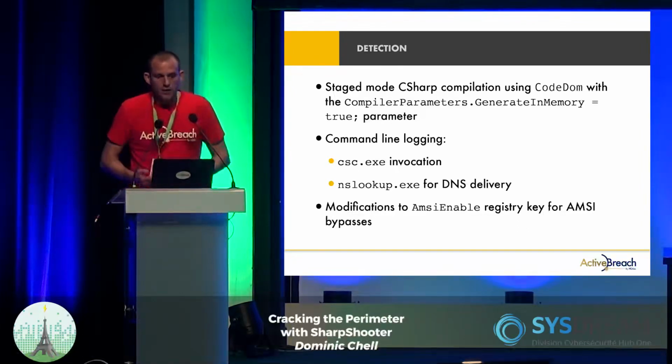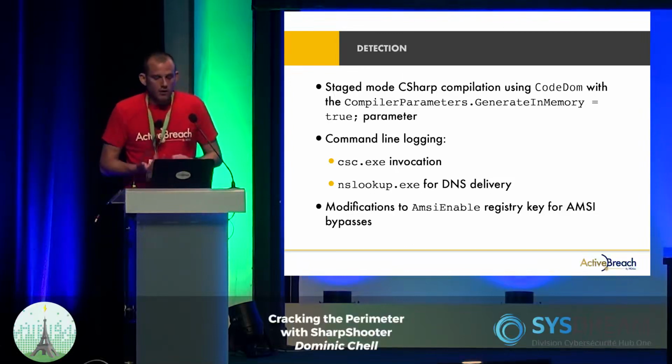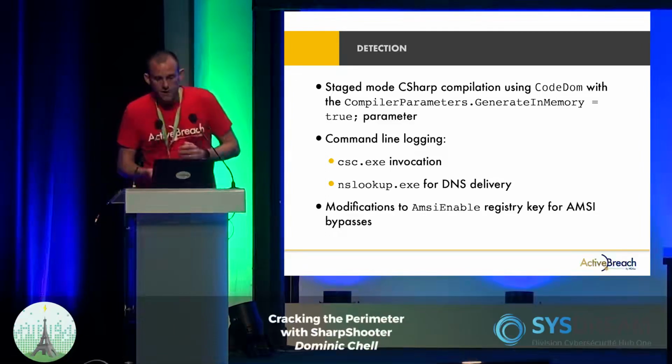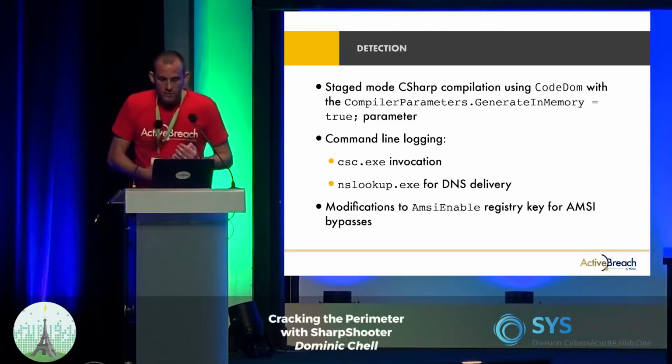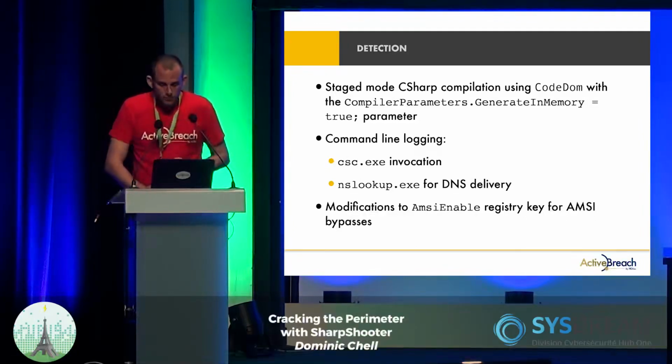So as a defender, you can monitor for this kind of behavior using things like command line logging, looking for csc.exe, C# scripts getting written to the Windows temp folder. There is a way to get around this using the Roslyn compiler. SharpShooter doesn't support that, but it's only available in later versions of the .NET framework.